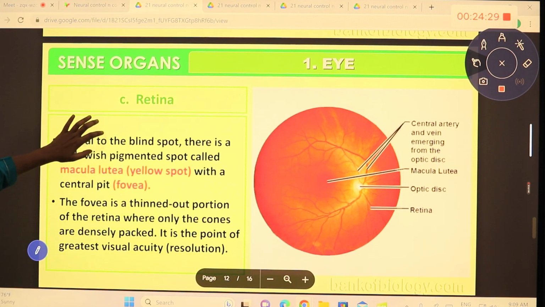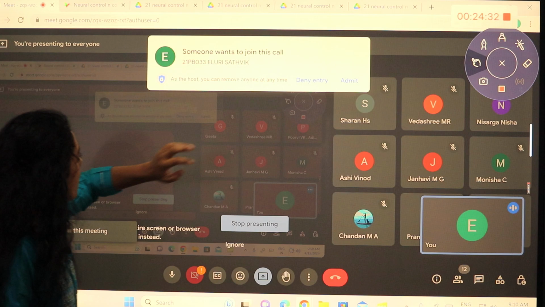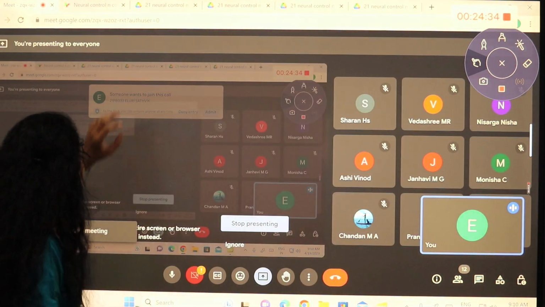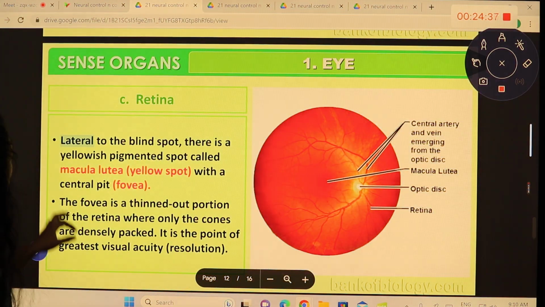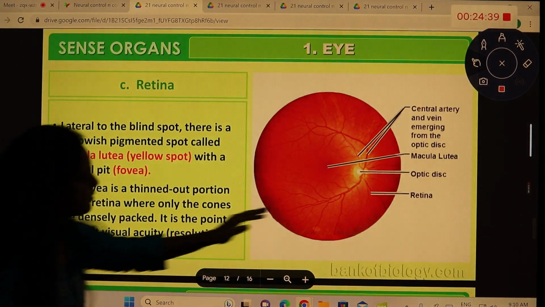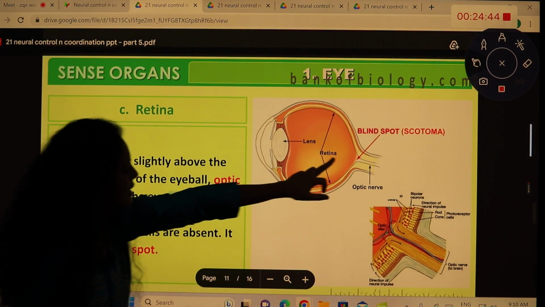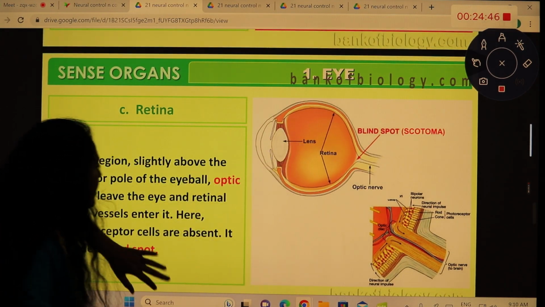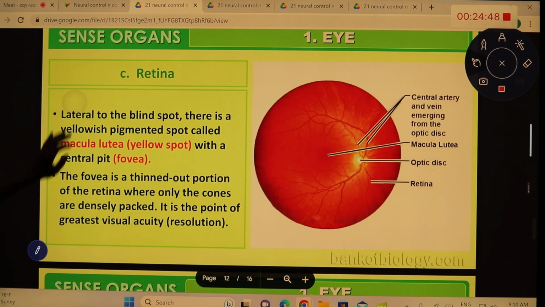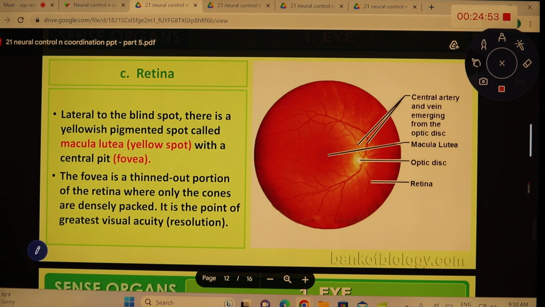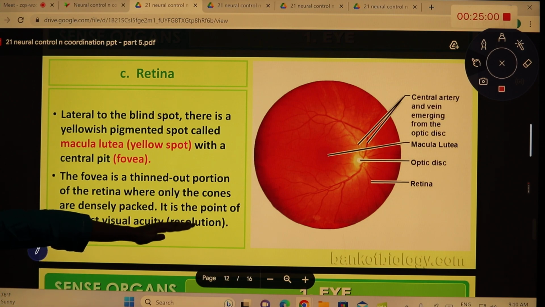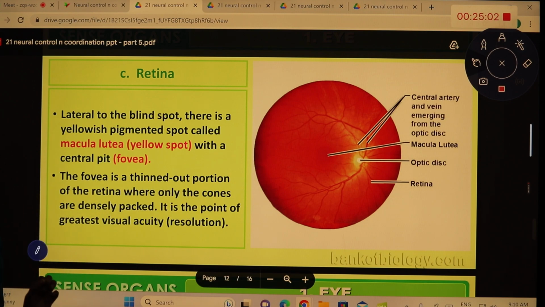Then you have one more spot called fovea. Fovea is a spot where a very clear image is formed. Imagine this is the blind spot; lateral to the blind spot, this side, you will have a region called fovea. Fovea is also called yellow spot, also called macula lutea. What is this fovea? It is a portion where only cones are densely packed and you can see a very sharp image.